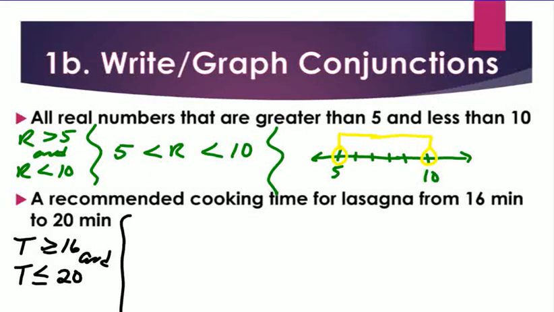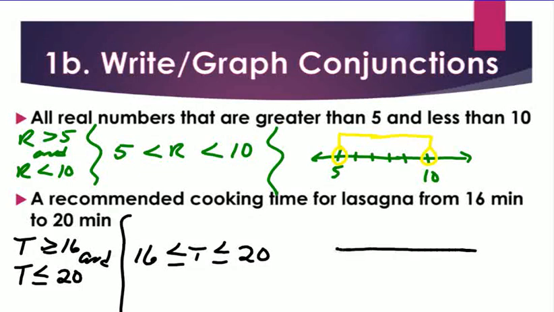Or you can put t in the middle. It has to be greater than or equal to 16 minutes, but less than or equal to 20 minutes. When you write it together like this, the symbols are facing the same direction. When you use and, they're facing opposite directions. Now let's draw our number line. I'll have 16, do 18, we'll do 20.